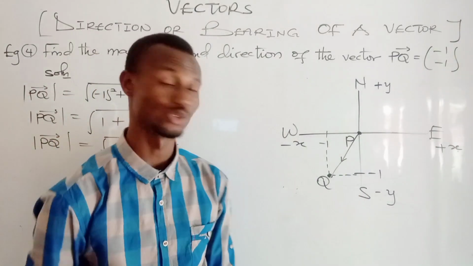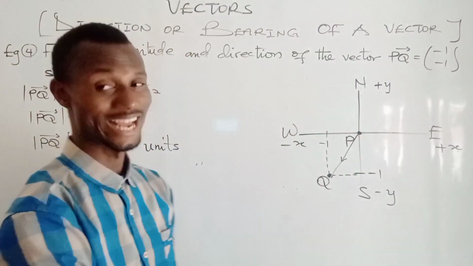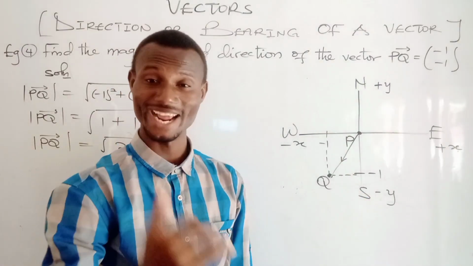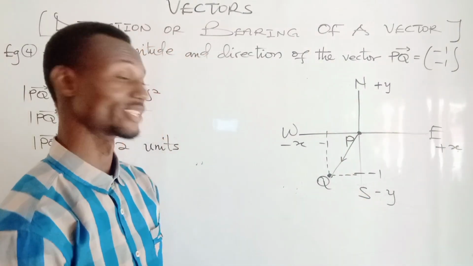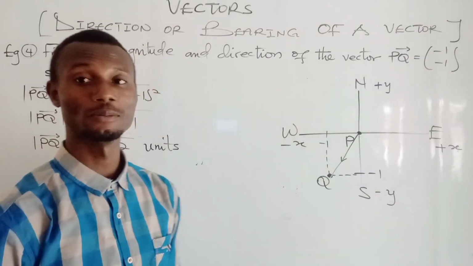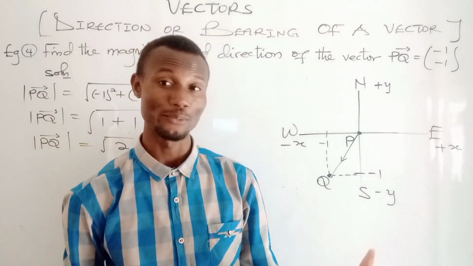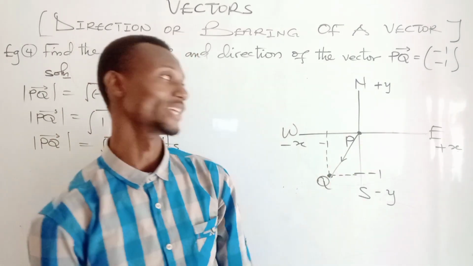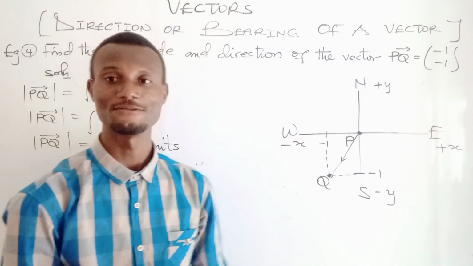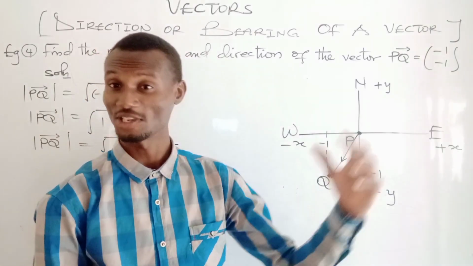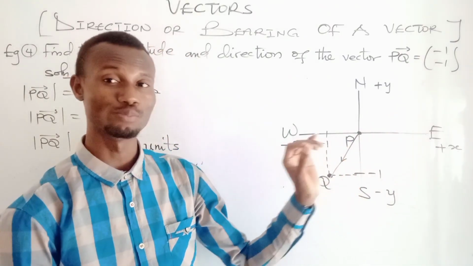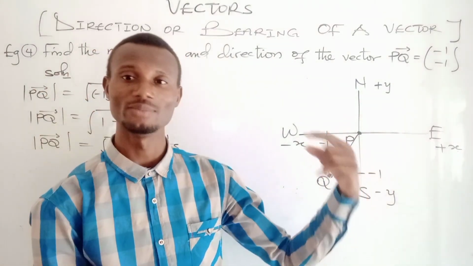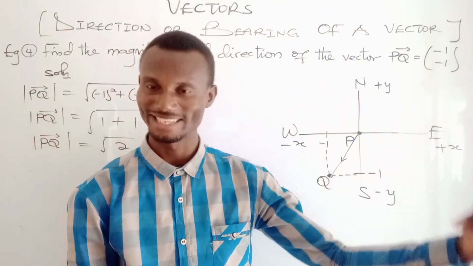So this is what you need to do to draw the vector PQ on the Cartesian plane. I hope the explanation is clear enough up to this point. From here we need to now find the bearing or the direction of the vector PQ. We have established from the previous videos that anytime it comes to bearing, when we are reading on the cardinal points, you always start reading from the north in the clockwise direction.